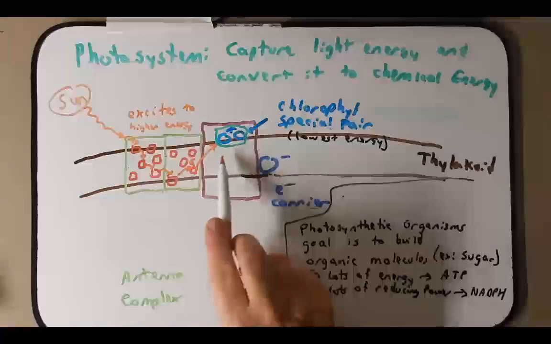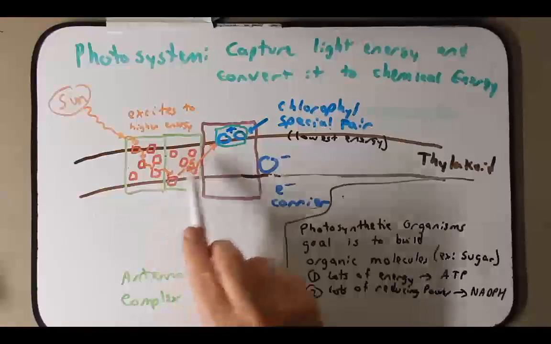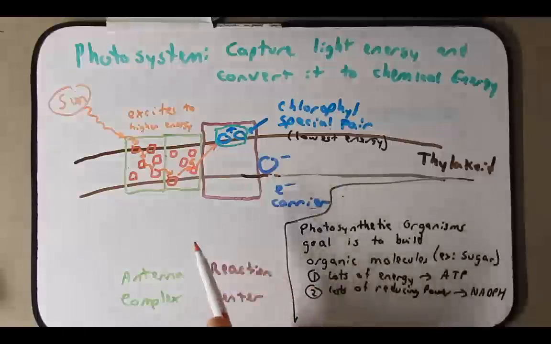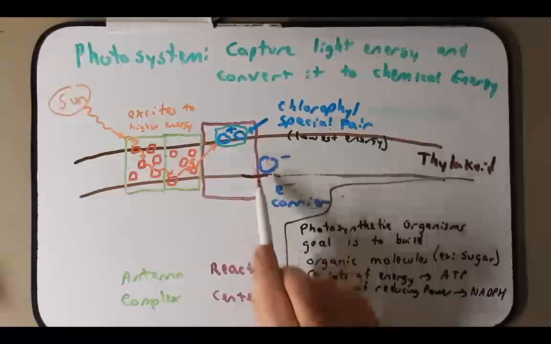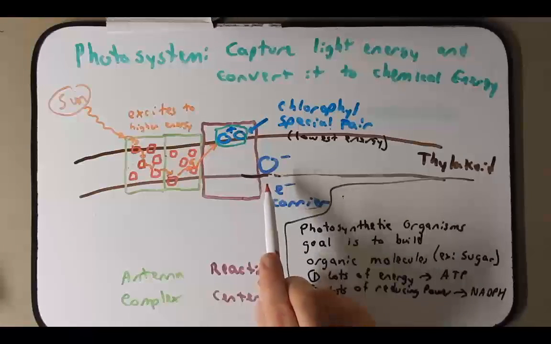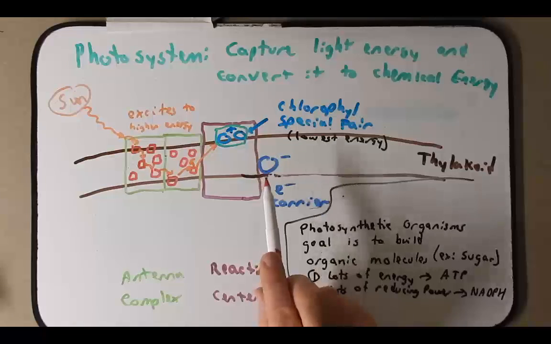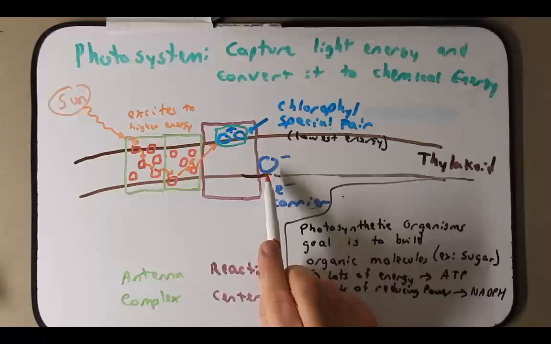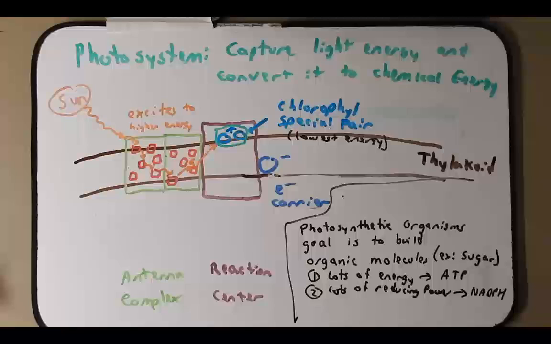This part's going to be the same regardless: how the electrons are excited, how they're transferred to this special pair of chlorophyll molecules, and then how they're passed to this carrier. Now what's going to change from one photosystem to the next is the type of electron carrier here and what the end product will be. So we're going to talk about two photosystems next.